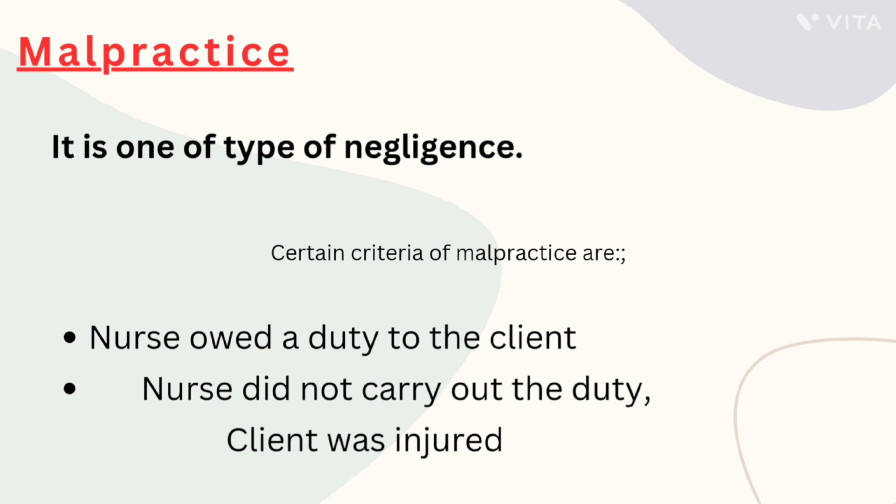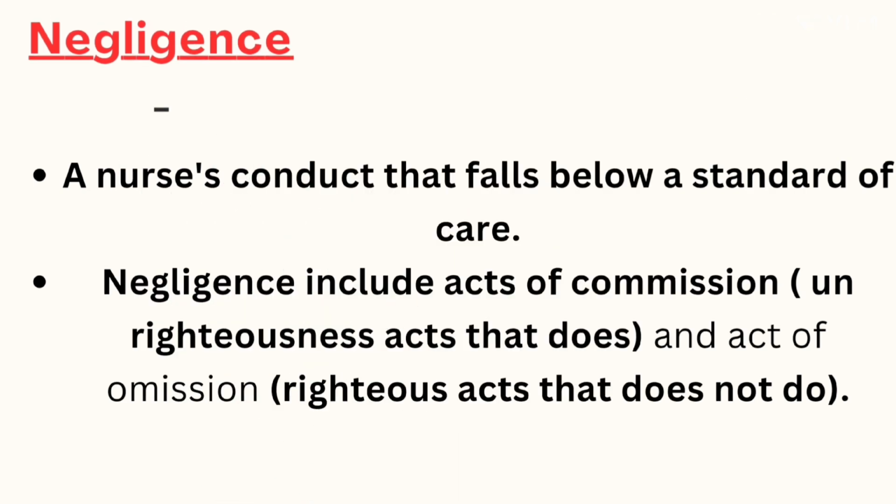Next is the unintentional tort, that is a violation of standard of care. It includes malpractice and negligence. Malpractice is one type of negligence where a nurse owed a duty to the client, the nurse did not carry out the duty, and the client was injured. That is a kind of malpractice.